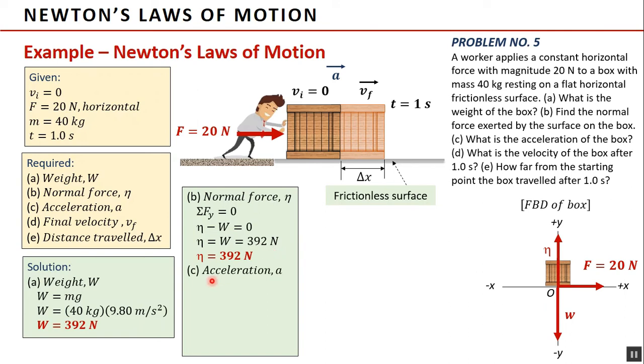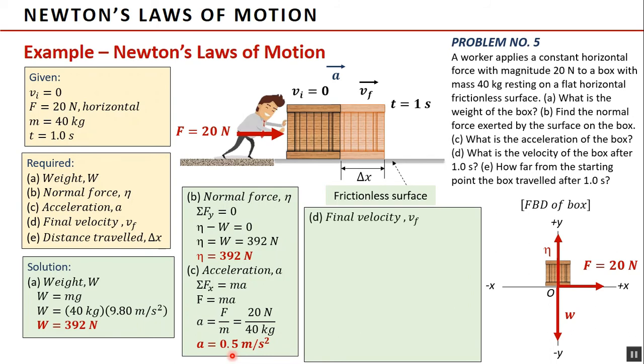Letter C. To determine acceleration, we use Newton's second law for the x-axis. So the net force along x is mass m, multiplied by acceleration a. There is only one force acting on x-axis, that is the applied force by the worker. Hence this is also the net force acting on the box. Solving for a by dividing both sides by m. Therefore, acceleration is applied force by worker divided by the mass of the box. 20 newtons divided by 40 kg will give 0.5 meter per second squared.